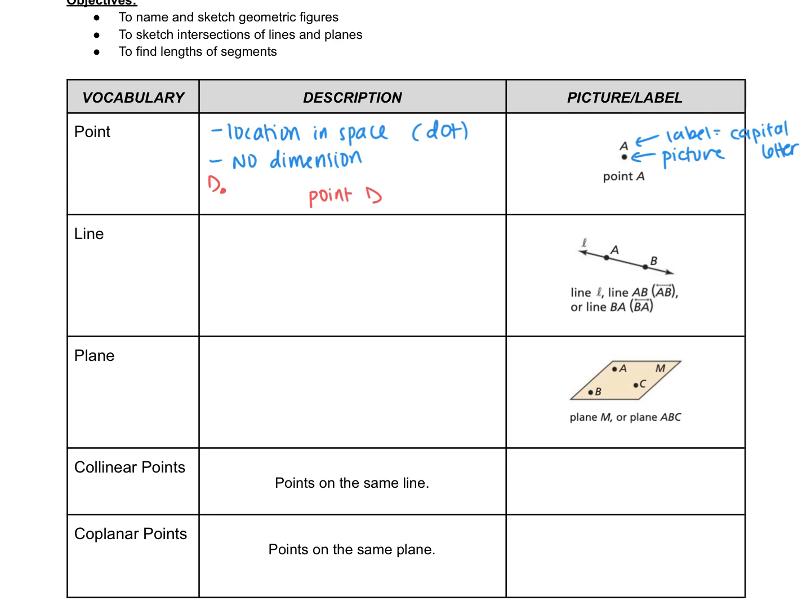There is no symbol. So what a lot of people will do to refer to that is they'll make a little dot and put D next to it. That's wrong. That's not the label. The label is the word point, or to refer to it, you're writing out the word point, and then whatever letter you're giving it. Has to be a capital letter, though.